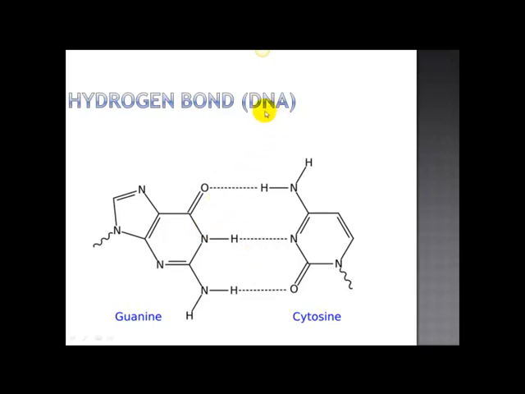So DNA, the chemical structure of life, it's what codes for life, period, on this planet, held together by hydrogen bonds.